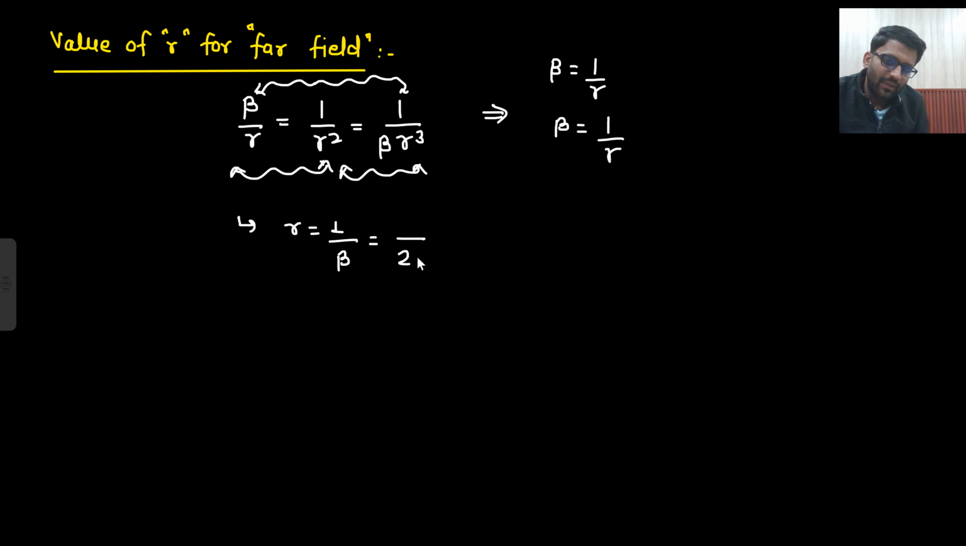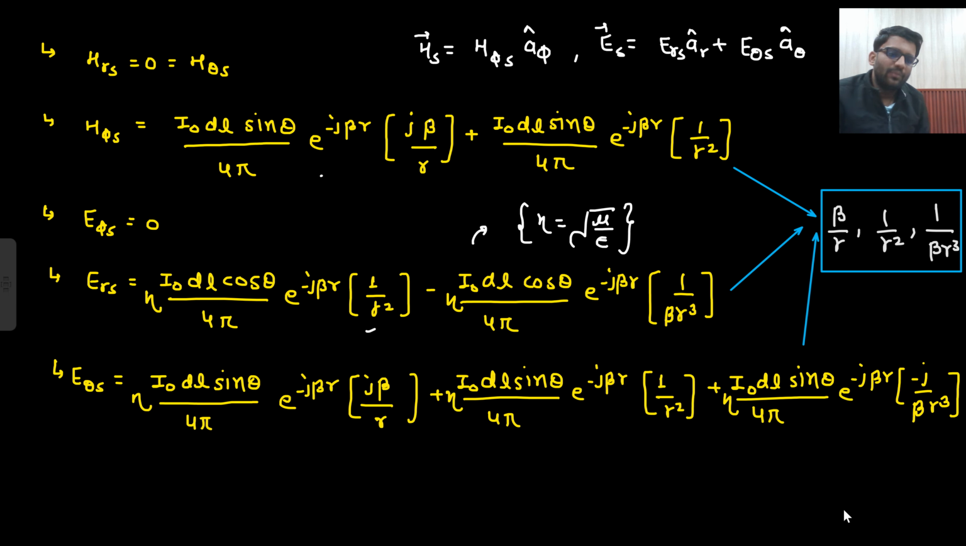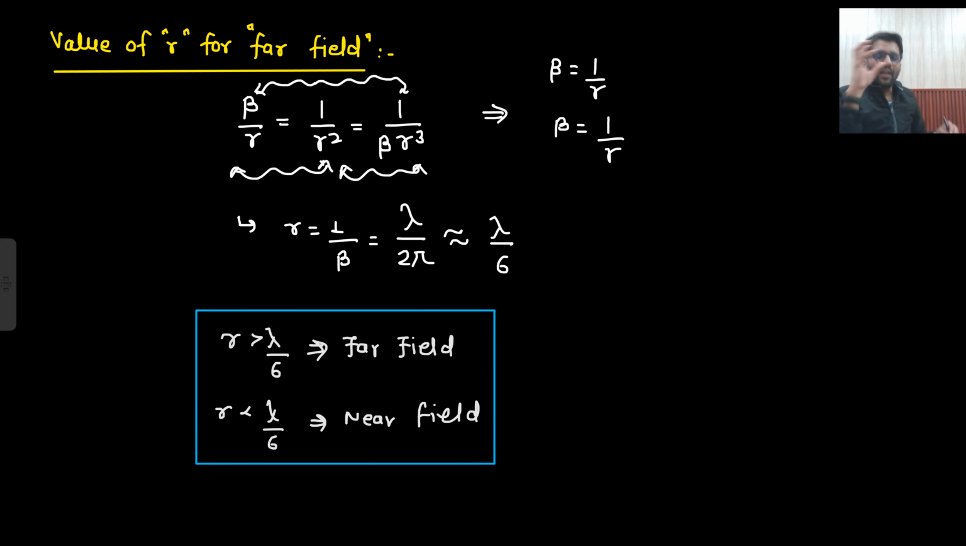And what is beta? Beta is 2 pi by lambda. 2 pi is nearly 6, right? So if R is greater than lambda by 6, that is your far field. And if R is less than lambda by 6, that is your near field. That's it. You don't need to remember these expressions, but from them we got a conclusion on how to differentiate whether it is far field or near field.